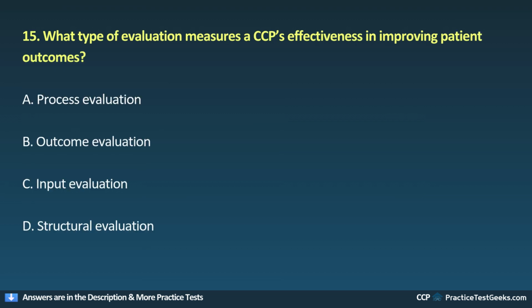15. What type of evaluation measures a CCP's effectiveness in improving patient outcomes? A. Process evaluation. B. Outcome evaluation. C. Input evaluation. D. Structural evaluation.